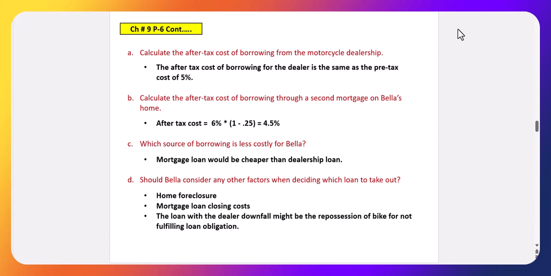So what other factors should be considered when deciding which loan to take out? Well, number 1, will the home foreclose? Second, the mortgage loan closing costs are an added cost that are not considered in the motorcycle dealership's loan. And finally, the downfall of the loan with the dealer might be that repossession of the bike could occur for not fulfilling the loan obligation.